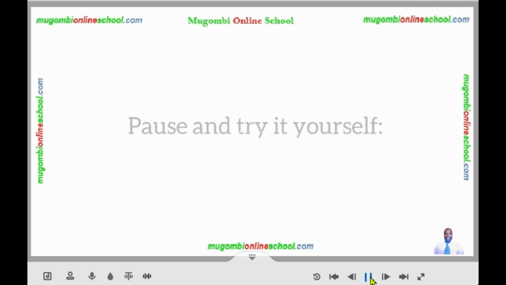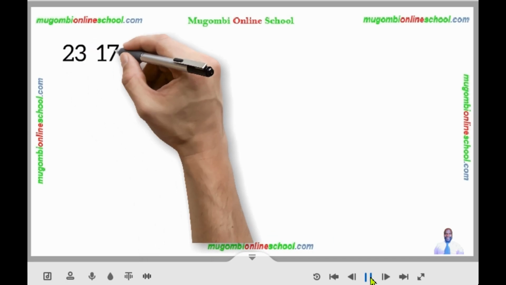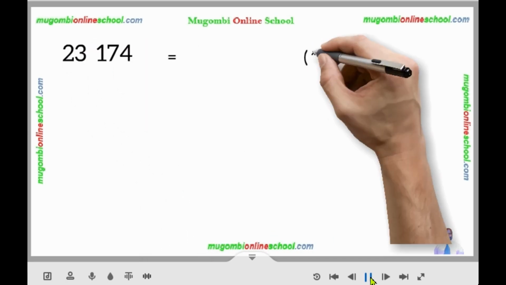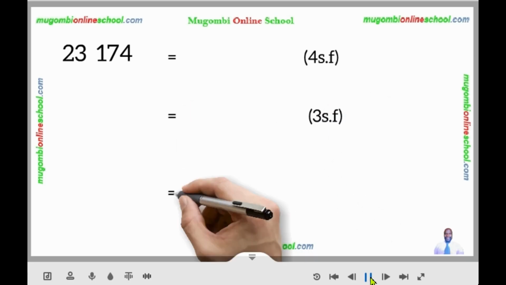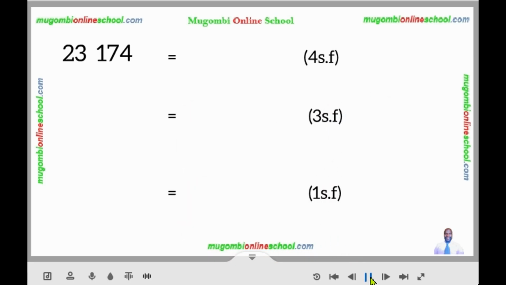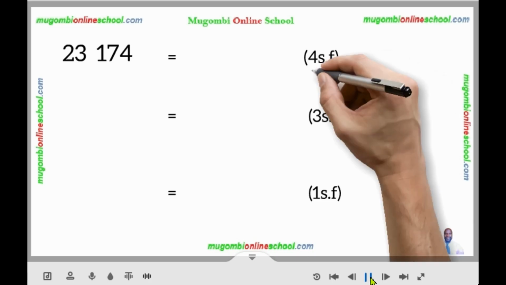I want you to pause this and try to answer the following on your own. 23,174 round off to 4 significant figures, then to 3SF, and then to 1SF. This will actually enhance your understanding. I will revise with you to check your answers.